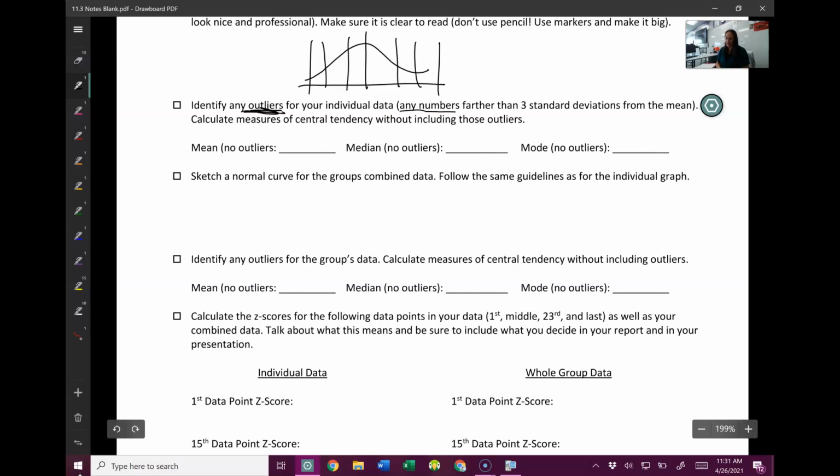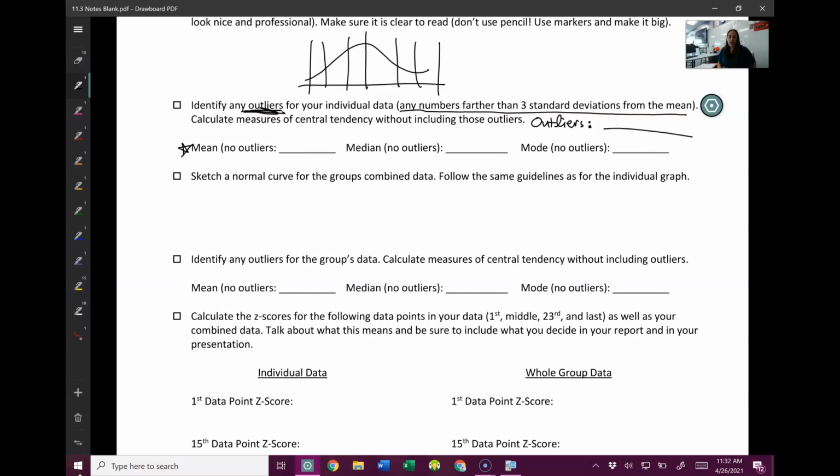Then you're going to find any outliers for your data. So any numbers that are farther than 3 standard deviations from the mean. So any numbers that are like crazy out there. And you're going to list those. And then find the mean, median, and mode without the outliers. So take them out of your list and then do 1 var stats and recalculate the mean, median, and mode.